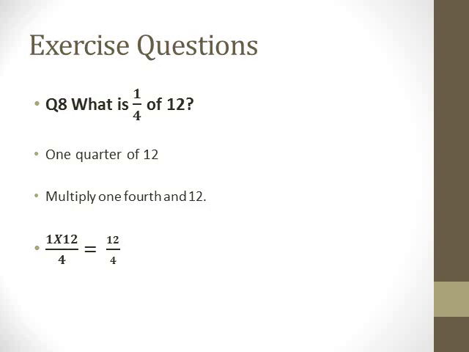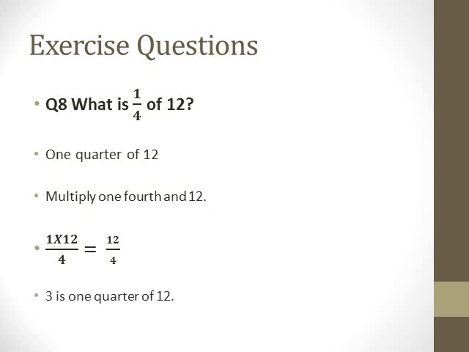So 4 is multiplying by 1, and there is no 1 that we can see, so we don't need to write it. But we know that when there is no number in the denominator, there is 1. So 1 is multiplying by 12, and the denominator we write the same. So 1 into 12 is 12, and 4 we write the same as 4.